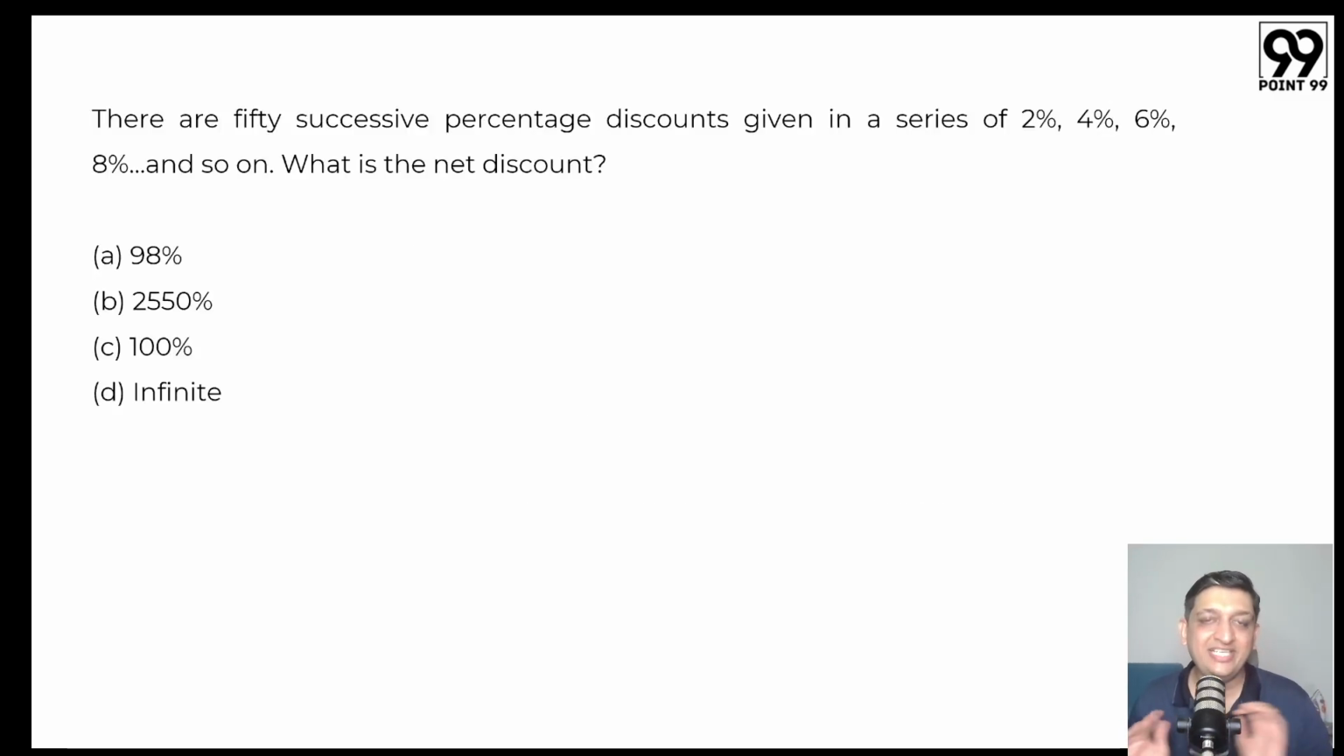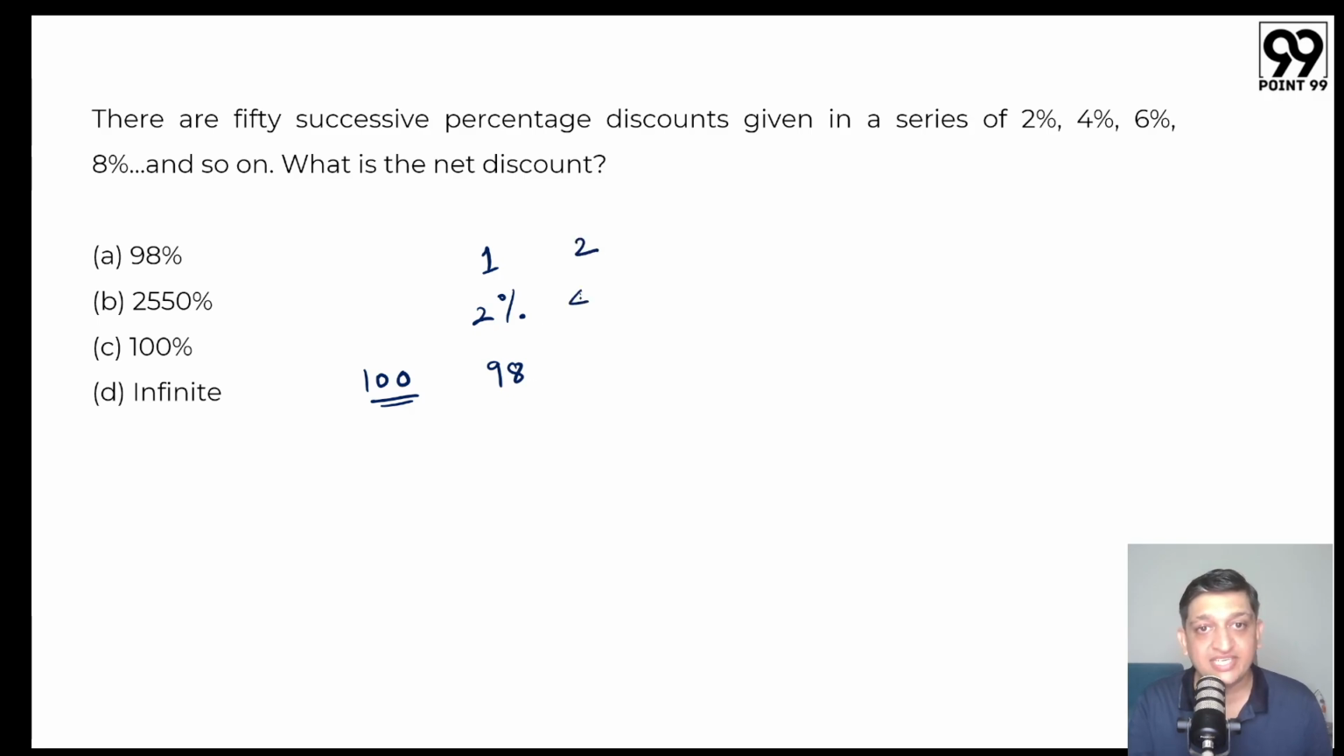So there are 50 successive percentage discounts given in a series of 2%, 4%, 6%, 8% and so on. You have to figure out what is the net discount. Now you know that there are 50 successive percentage discounts. So the first discount is going to be 2%. Now what does this mean? Let's say the article was priced at 100 rupees. As soon as you give a discount of 2%, now it becomes 98 rupees.